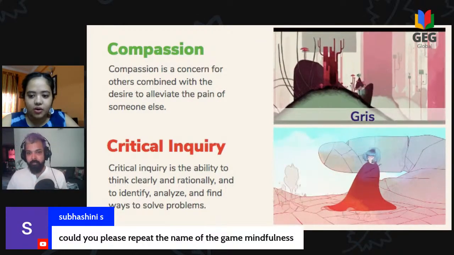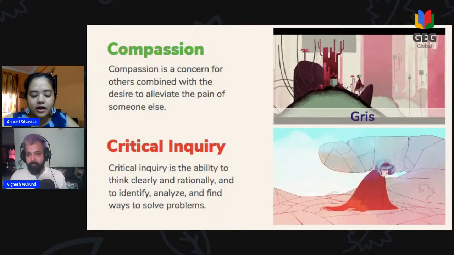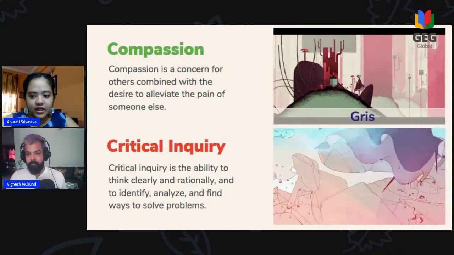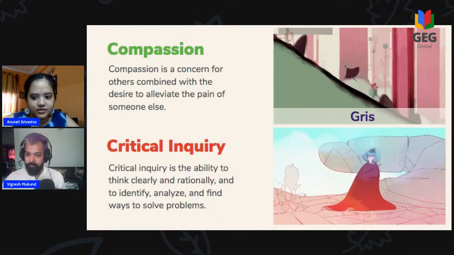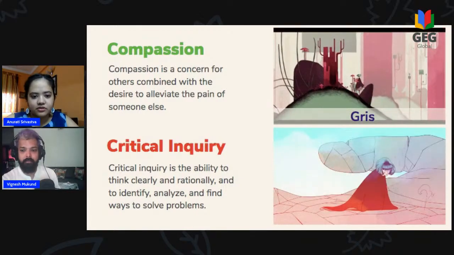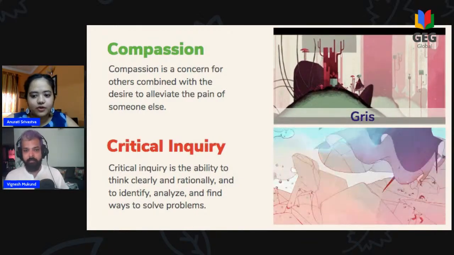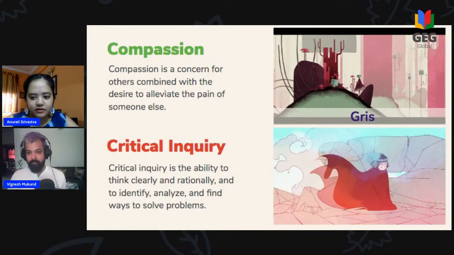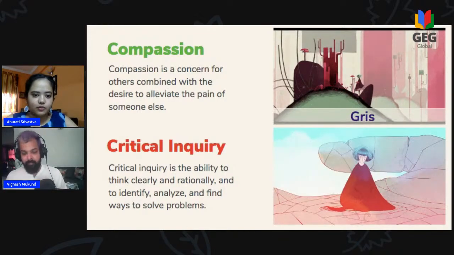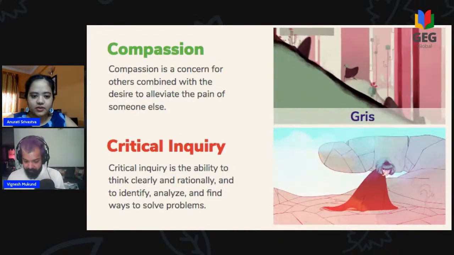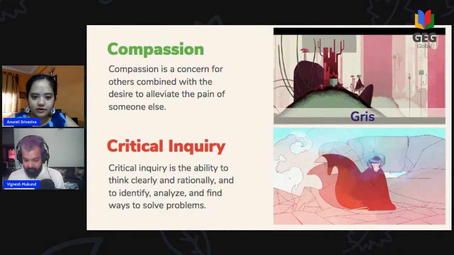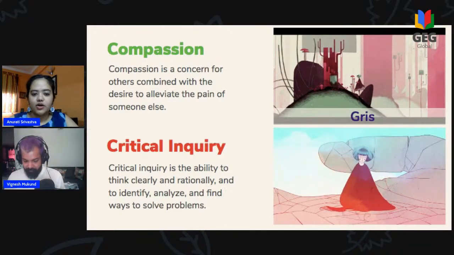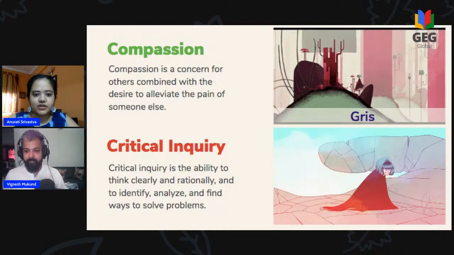The game is called GRIS, which is Spanish for grey. GRIS is a commercially available game developed by Nomada Studio, and it's a platformer adventure game which follows the journey of a hopeful young girl as she experiences the various emotions associated with losing someone. She's experiencing a certain kind of unnamed loss, which is not explicitly mentioned in the game.